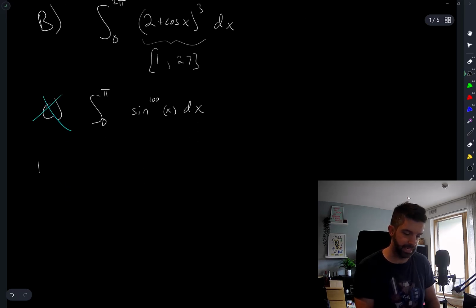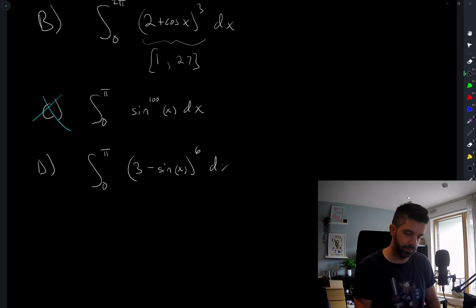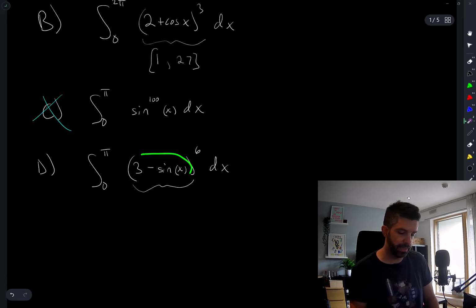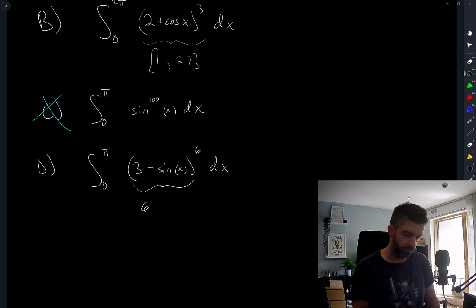Finally, we look at option D, which is the integral from 0 to pi of 3 minus sine x to the power of 6 dx. And again, the integrand, 3 minus sine x, is going to be between 2 and 4. And so when we raise that to the power of 6, 2 to the power of 6 is what? 64. So this is between 64 and something large. Call it m.